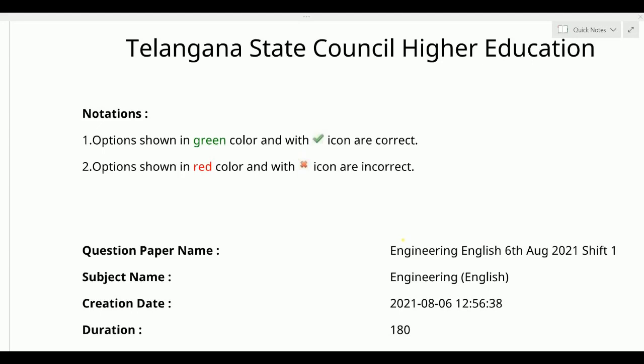Now we'll discuss the questions from the 6th August shift 1. What are the questions which are given in this shift? From the topic I mentioned, complex numbers and De Moivre's theorem. Okay, now? Please wait for a few seconds. I'm scrolling down the question paper.